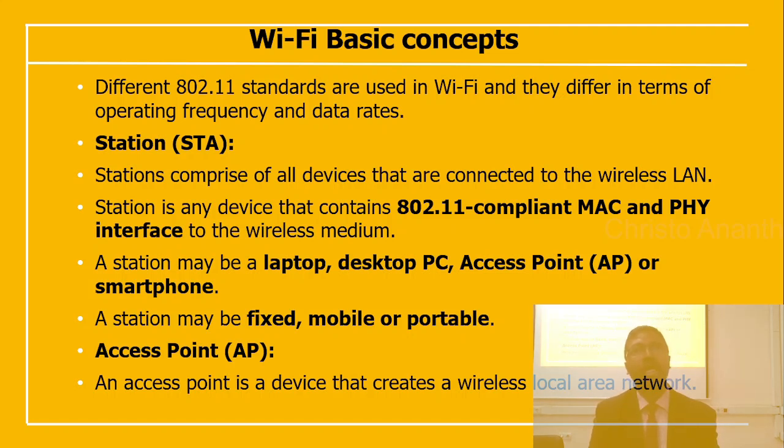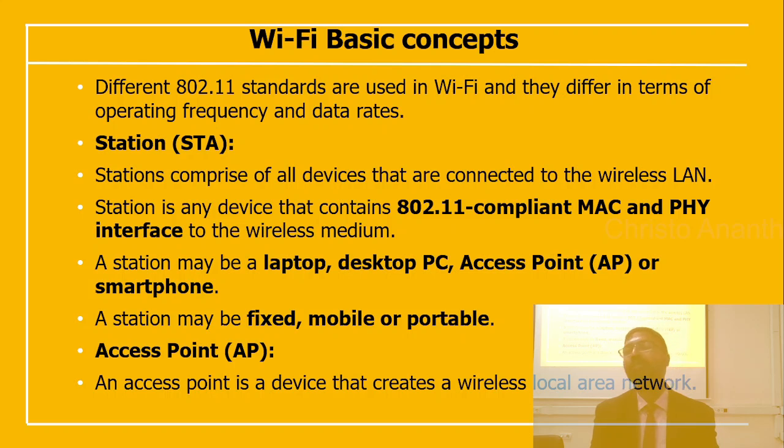Different IEEE 802.11 standards are used in Wi-Fi, and they differ in operating frequency and data rate. So we'll understand the important components. First of all, stations. Stations are devices which are connected to the wireless LAN. A station is a device that contains an 802.11 compliant MAC as well as a physical interface to the wireless medium. A station can be a laptop, a desktop PC, an access point or a smartphone. A station can be fixed, mobile or portable.